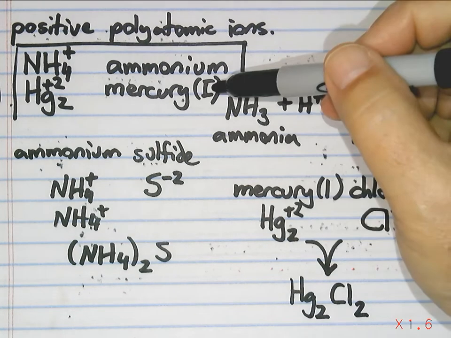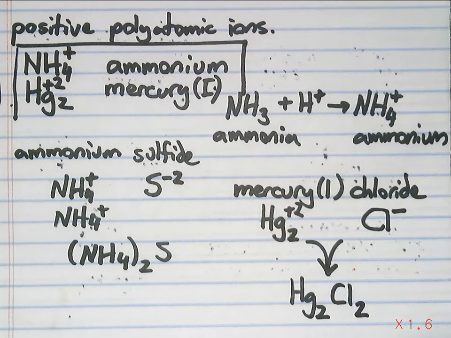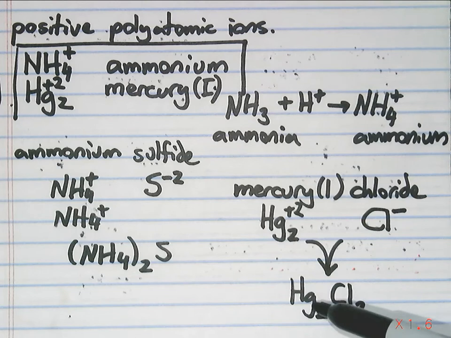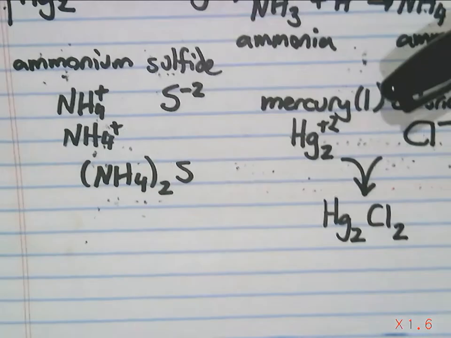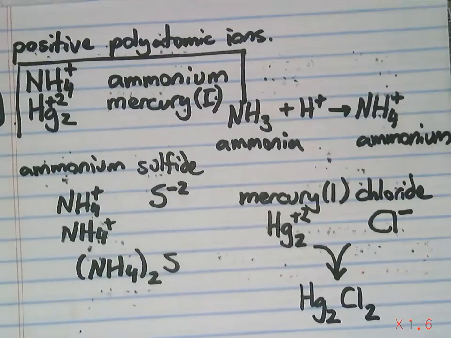So when I say mercury 1, I mean this. So that's a mercury 1 ion embedded in there. I took off the +2 charge because I put 2 -1 chlorides on it. That would be the formula for mercury 1 chloride. What would mercury 2 chloride look like?